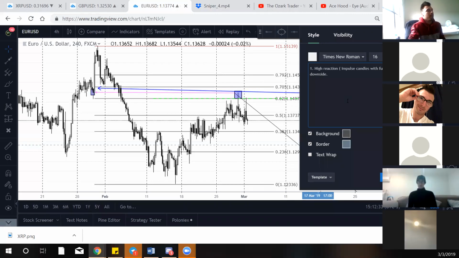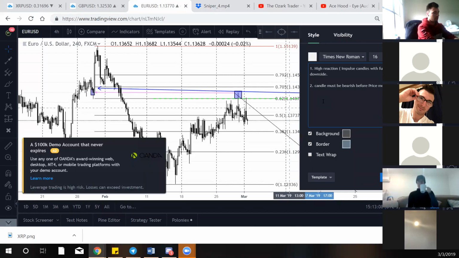Sweet. So the next one is going to be the order block. It's got to be bearish. When it comes to a bullish order block, it's got to be a bearish candle before the move up, the initial move up. So two, candle must be bearish before price moves up, and candle should be bullish before the move down.